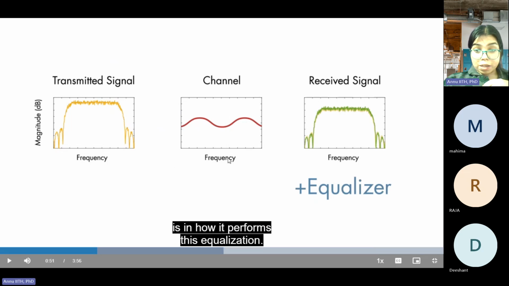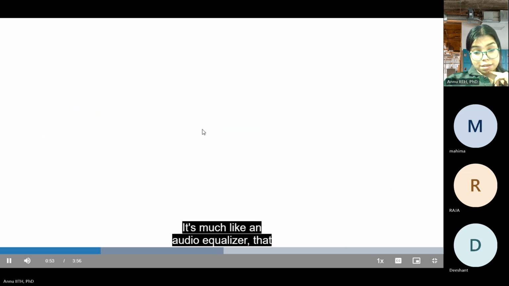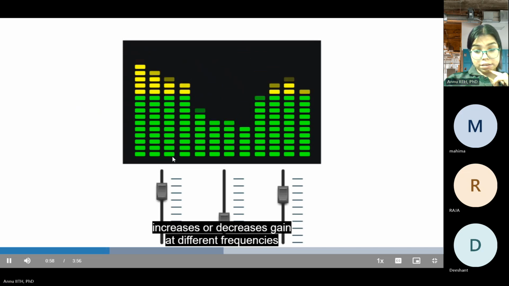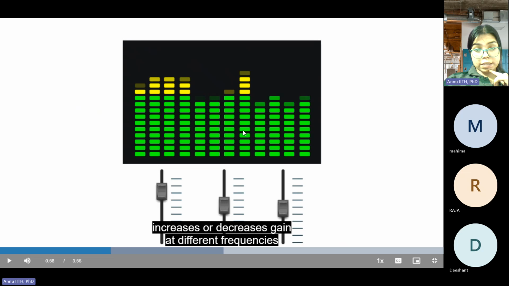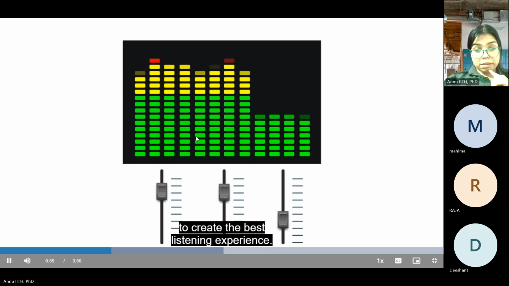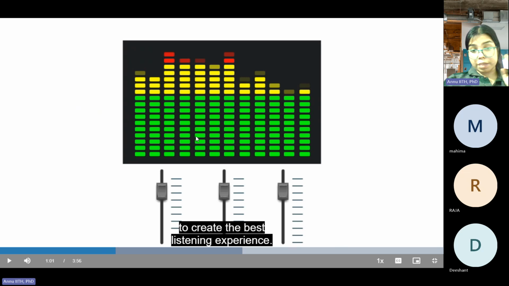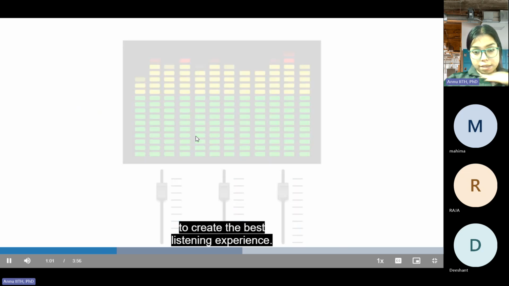Now, the secret sauce of the OFDM symbol is how it performs the channel equalization at the receiver as well. It's much like an audio equalizer that increases or decreases gain at different frequencies to create the best listening experience. If you have an audio equalizer, it increases or decreases gain based on different frequencies and creates the best listening experience.